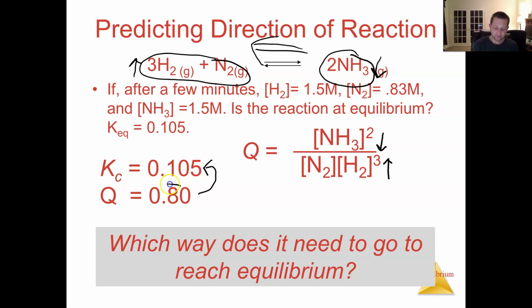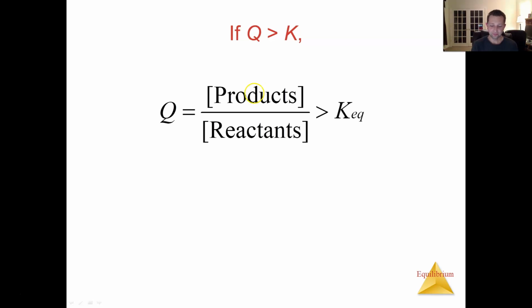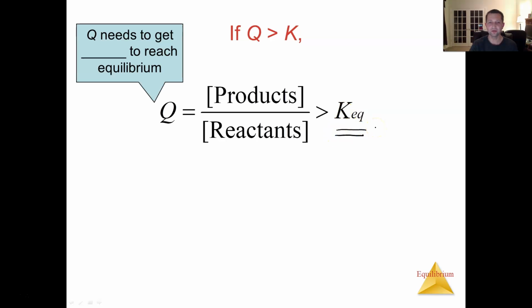My current ratio is this 0.80, so I'm too product heavy. I need to go back to the reactant side and make this ratio smaller so it becomes equal to my Kc value. To quickly summarize, if Q is greater than K, which is what we just had, then the products are too high and the reactants are too low. It's giving me a value larger than KEQ, which is our constant at equilibrium. So in this case, Q needs to get smaller to reach equilibrium. Again, reactants on the left, products on the right.